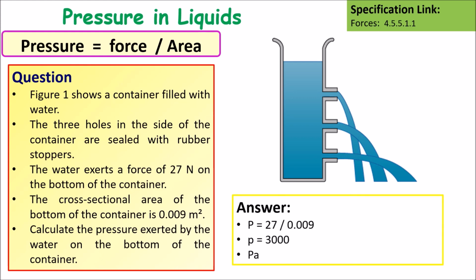We rearrange our equation. Pressure is the force, which is 27 newtons, divided by the area, 0.009 meters squared, which means that the pressure ends up being 3,000, and the unit is pascals.